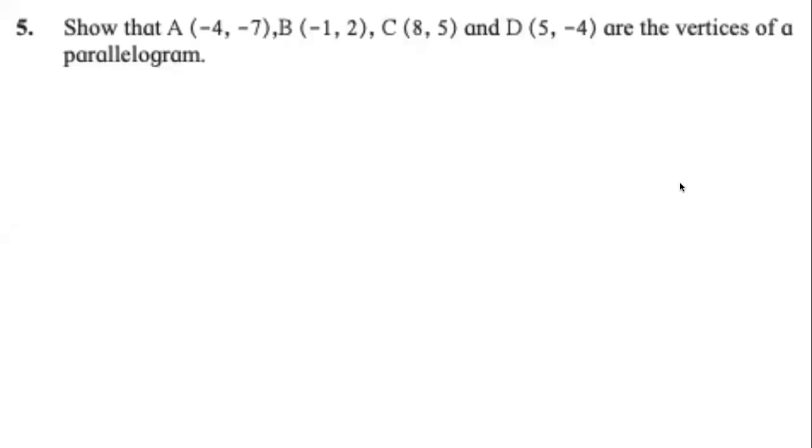There is a very similar question in the exercise practice set 5.3, which is question number 5. You have to show that A, B, C, D are vertices of a parallelogram. So once again, we will have to find the slope of AB, find the slope of BC, find the slope of CD, and we will see that two of the slopes will be the same, two of the slopes will be different. Be very careful when you write the answer.